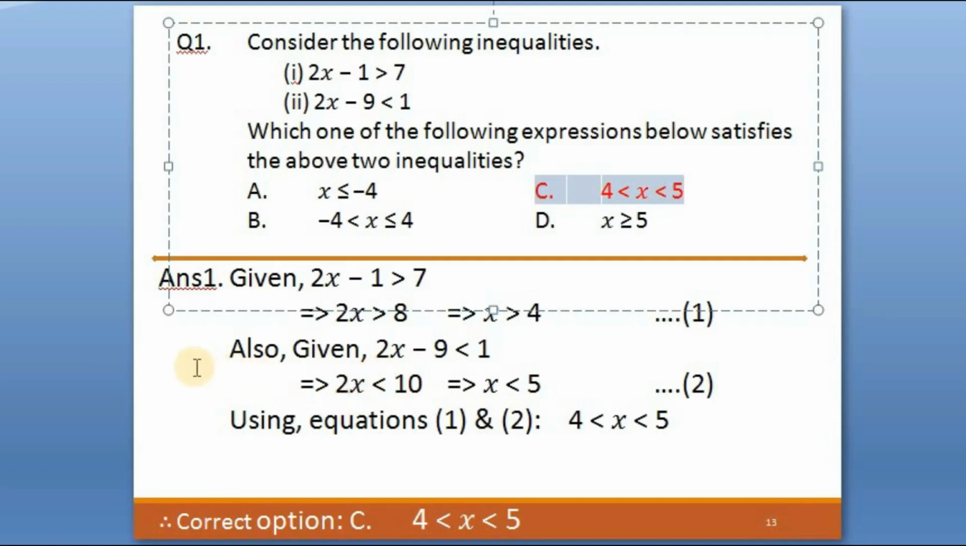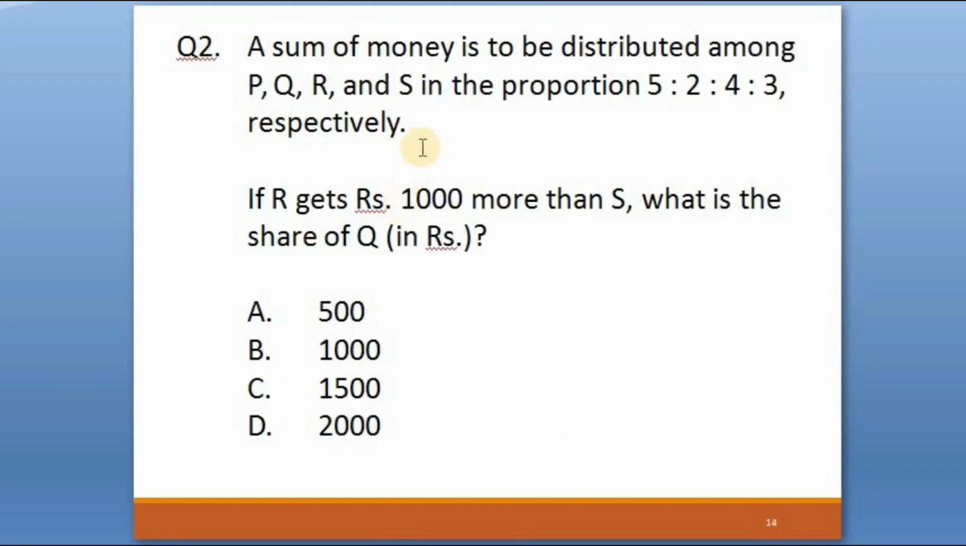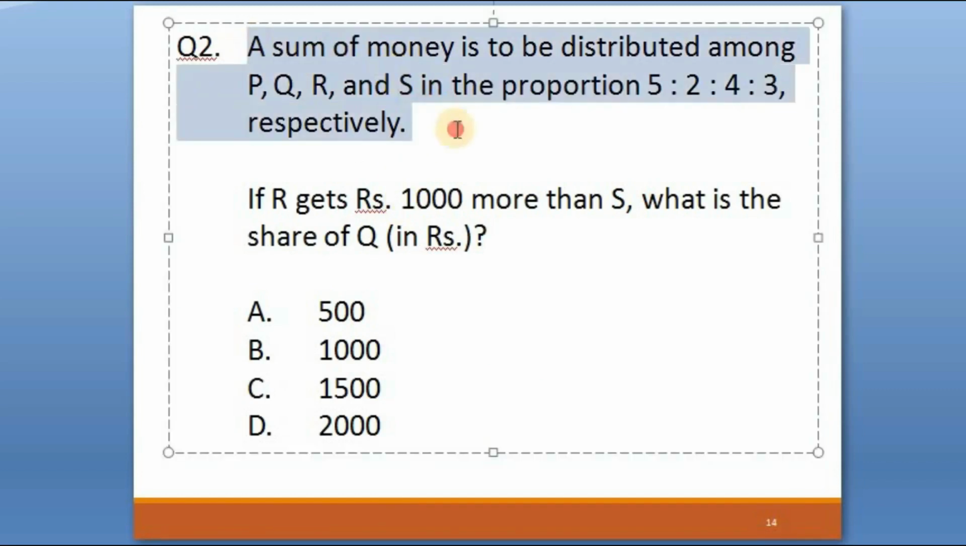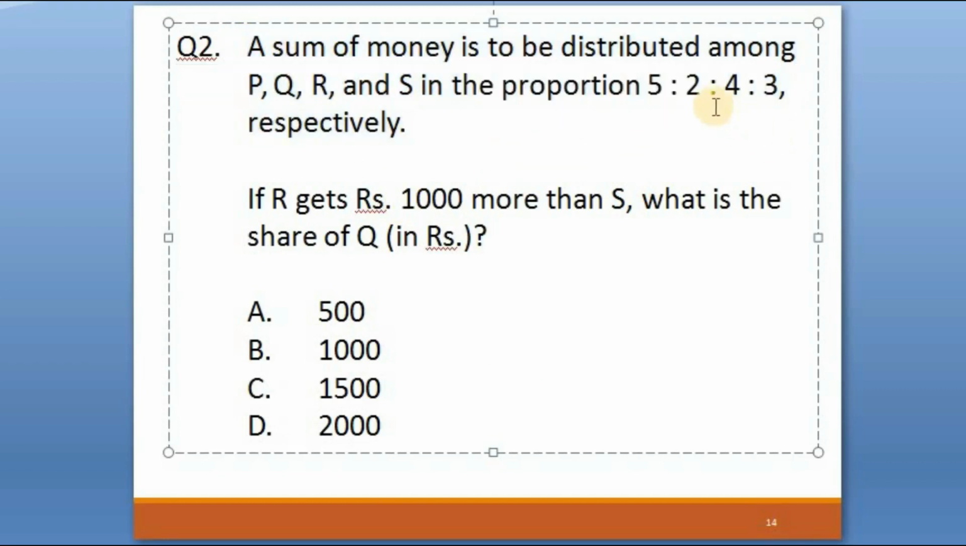Now let's move to the second question. A sum of money is to be distributed among P, Q, R and S in the proportion 5:2:4:3 respectively. If R gets 1000 more than S, what is the share of Q? So this is the question. Now let's move to the solution.